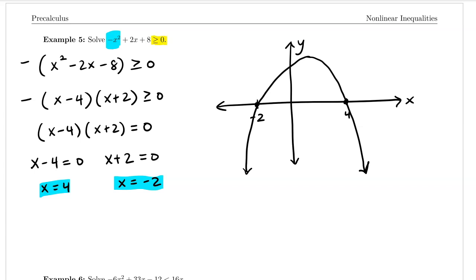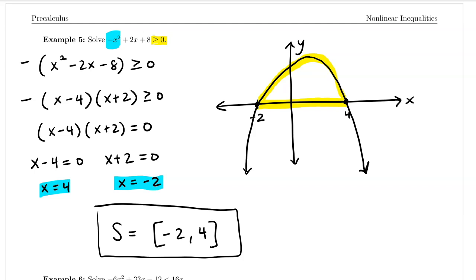Now we want to know, when is our quadratic greater than or equal to 0? In other words, when is our parabola above the x-axis or touching the x-axis? And that is occurring here, and the x values that it's occurring on are everywhere between -2 and 4. So ultimately our solution set, which I'm going to call S, is equal to everything between -2 and 4. And I'm going to include my endpoints and use brackets, because if I plug in -2 or 4 into the original quadratic, the output value would be 0, and 0 is greater than or equal to 0.